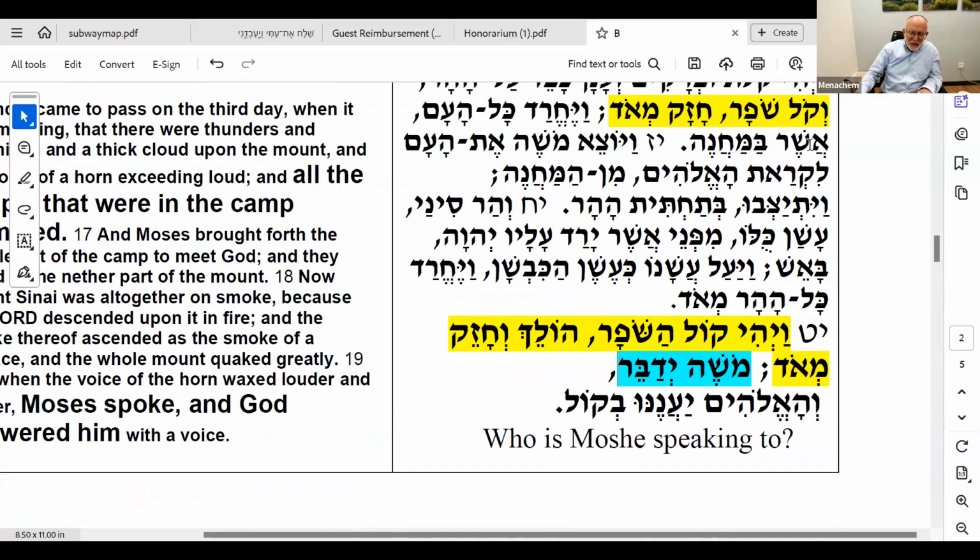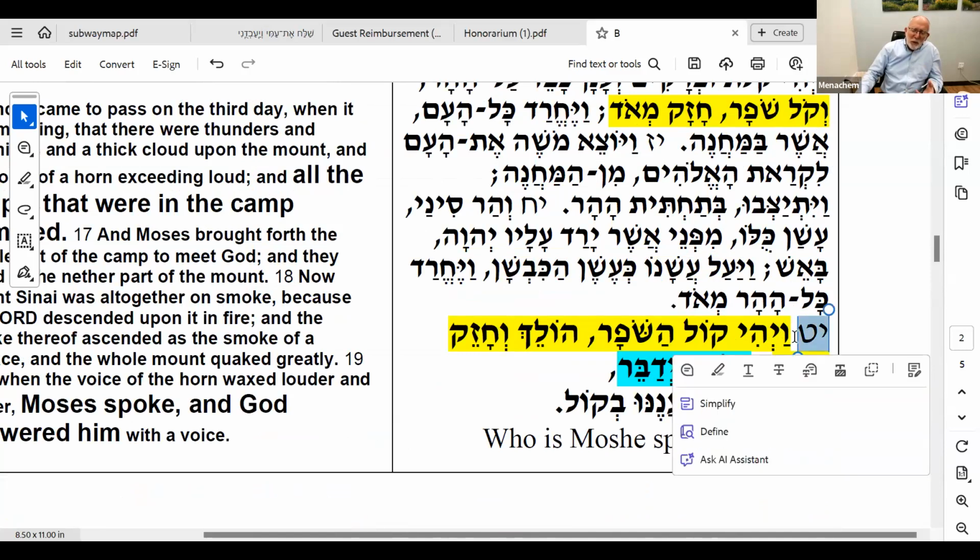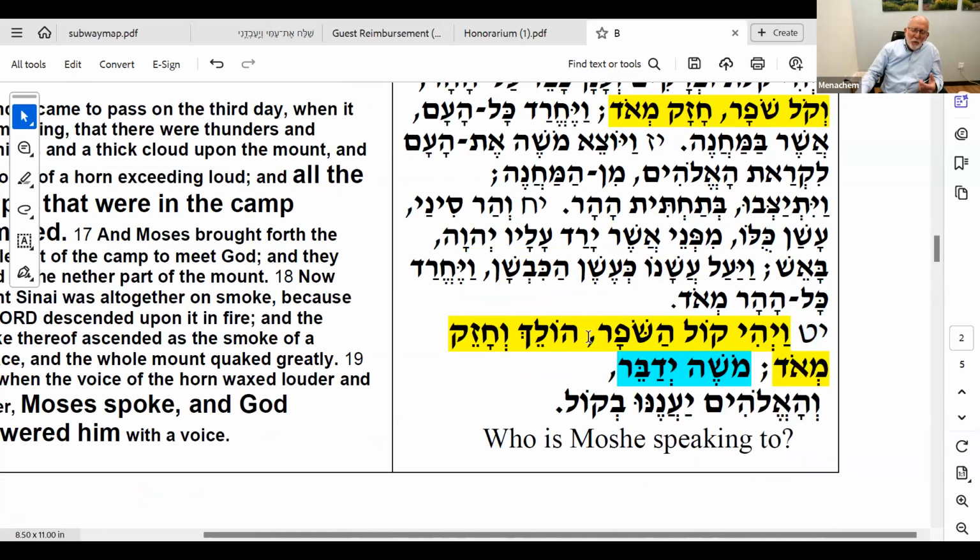Well, we're getting all ready. This is day 3 of preparation. We're about to get to Anochi Hashem Elokecha. He says the kol shofar was blowing loud. According to Rashi, at this point right here, before the blue, in the yellow, kol shofar is like right here.